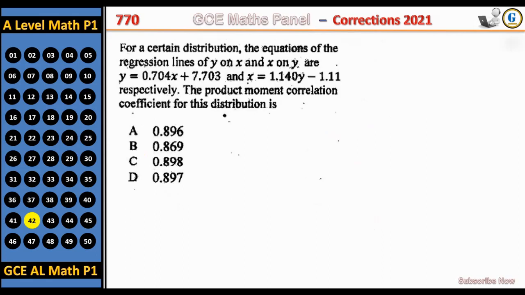For a certain distribution, the equations of the regression lines of y on x and x on y are that and that, respectively. The product moment correlation coefficient for this distribution is... Here we must note that the line y on x has a gradient of 0.704, and let us call this gradient b1. So here our b1 will be equal to, for the line y on x, r times sy on sx. So this is equation 1, and you have seen these equations in product moment correlations.